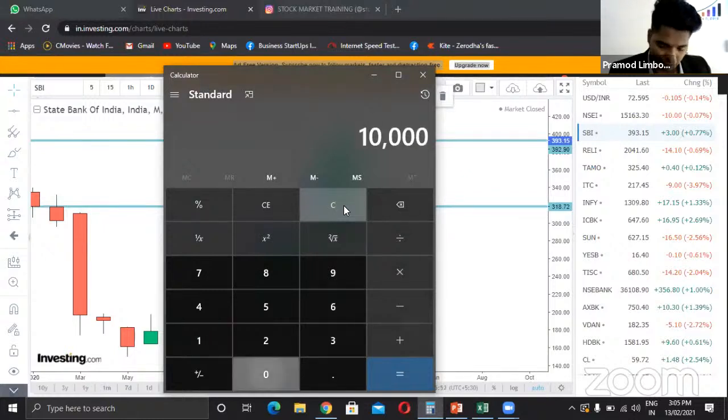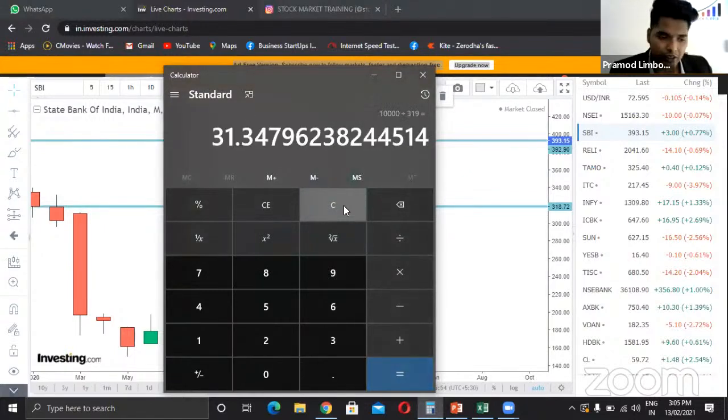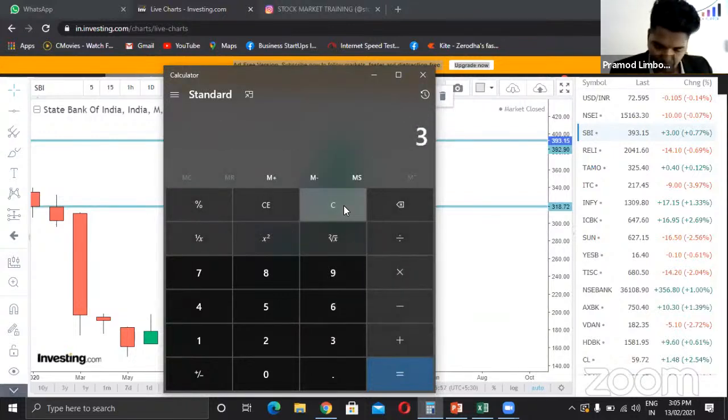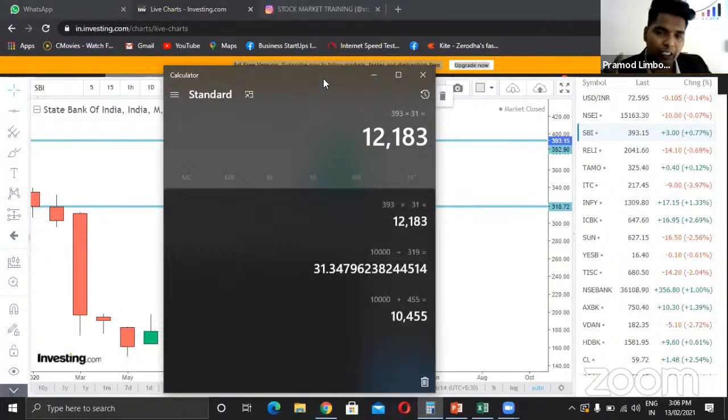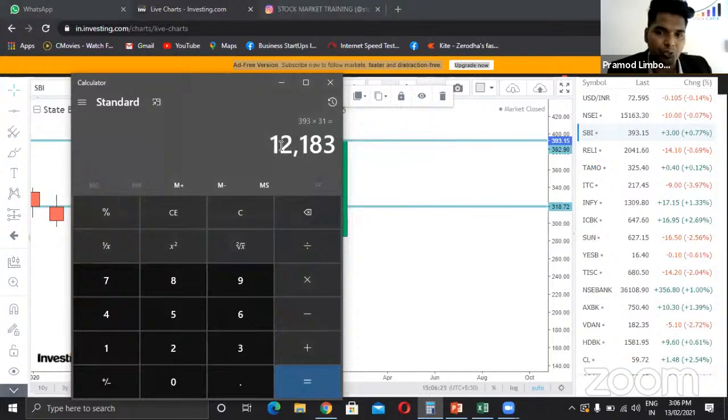If you invested 10,000 rupees, you would have gotten around 31 quantity. The current market price is trading at 393 into 31, that is 12,183 rupees. It is the same bank, guys, which was giving you around 455 rupees. Now that bank's share is giving you around 2,100 rupees of profit. So tell me, where is the risk here?